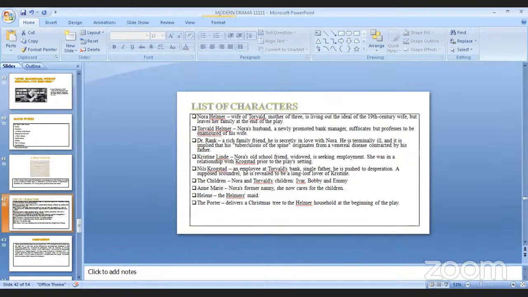Now, if you look at the major themes in this play, it is the drama of money. In 19th century society, money is considered more important than owning land. And those who have it command a lot of power over other people's lives.